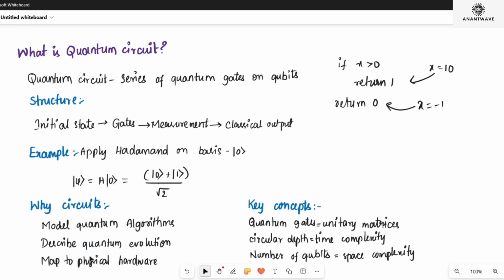They model quantum algorithms and also describe quantum evolutions. They also map to physical hardware. The key concepts for quantum gates are unitary matrices, circuit depth, which is nothing but the time complexity, and the number of qubits used, which will determine the space complexity.